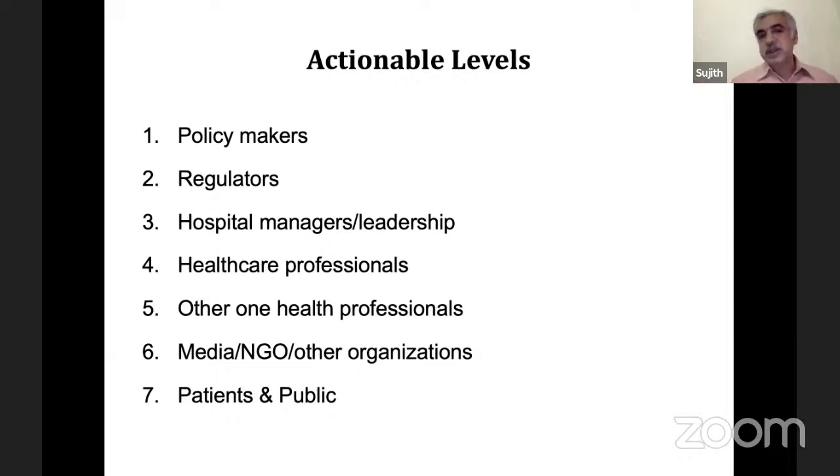Let's not forget the media. They play an extremely important role, but we need to give them clear messaging. We need to understand that a lot of non-governmental organizations which work in public health, have they understood what AMR is? They know about HIV, they know about climate change. Can we make them understand that and allow them to disseminate the message? And let's not forget our patients and public.